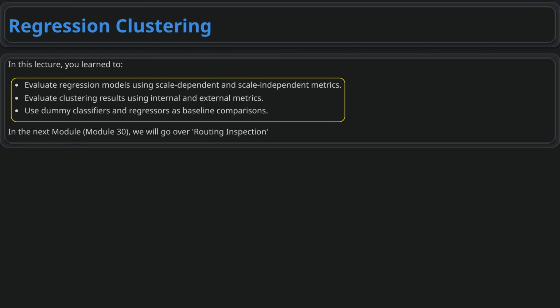In this lecture, you learn to evaluate regression models using scale-dependent and scale-independent metrics, evaluate clustering results using internal and external metrics, and use dummy classifiers and regressors as baseline comparisons.